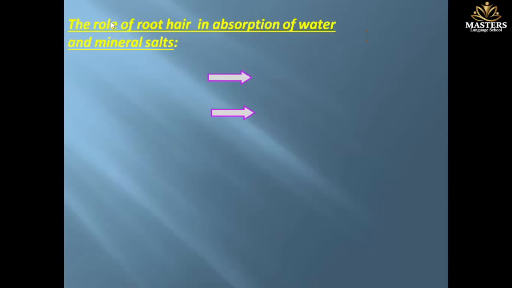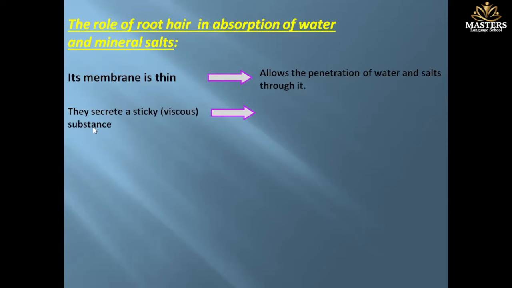What's the role of the root hair in absorption of water and mineral salts, or the suitability of the root hair in the absorption of water and mineral salts? Why? Because its membrane is thin to allow the penetration of water and salts through it. The root hairs also secrete a sticky or viscous substance as a glue to help the root penetrate the soil easily.